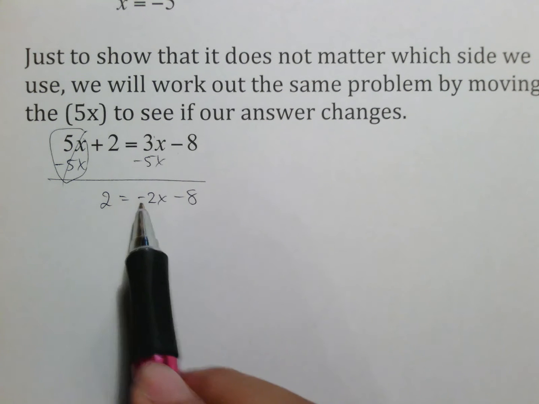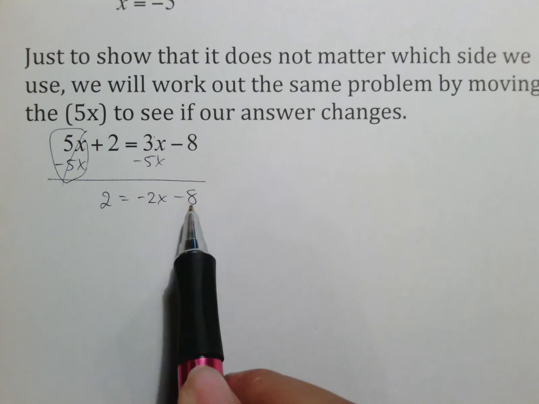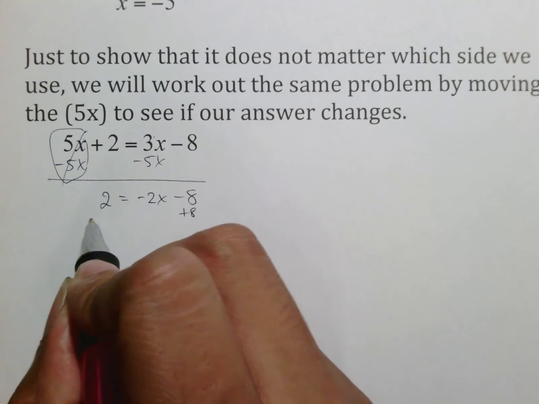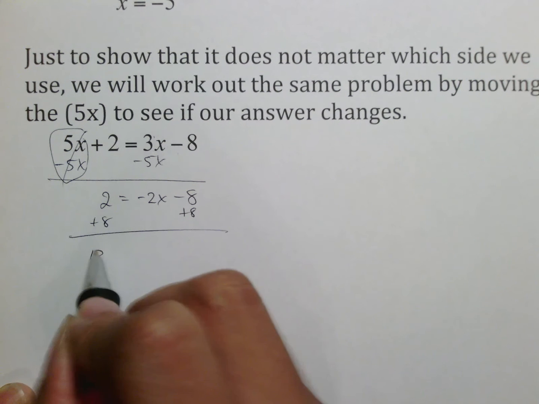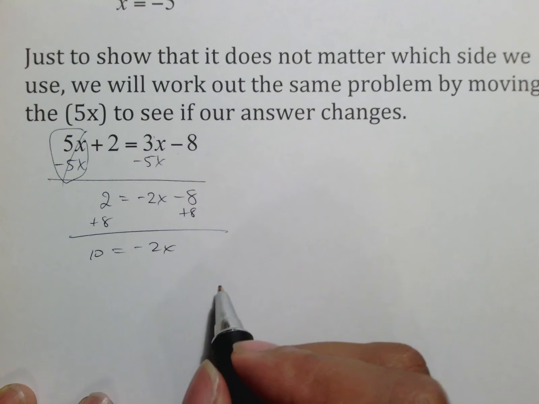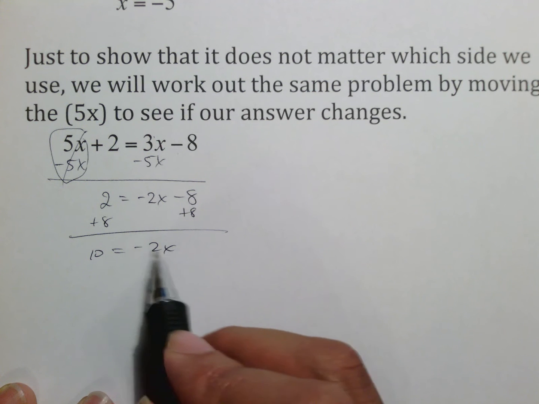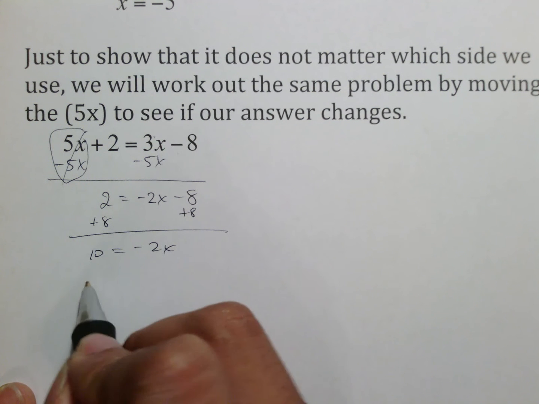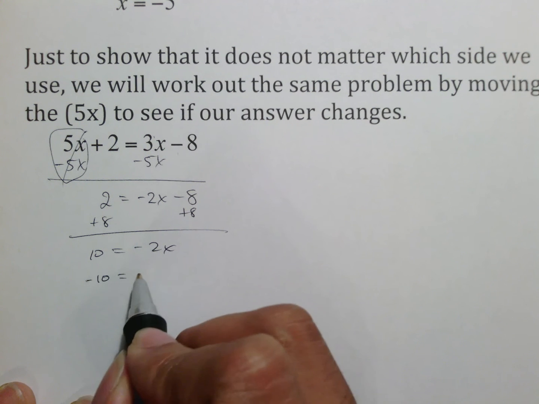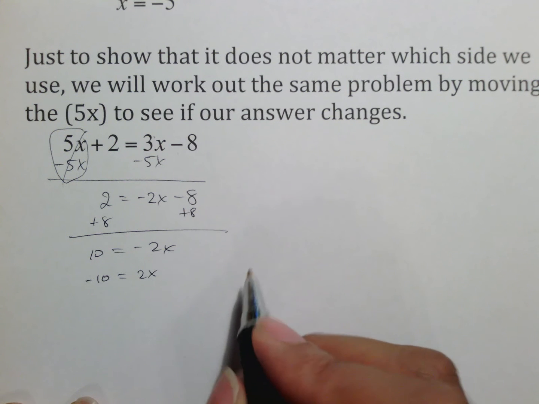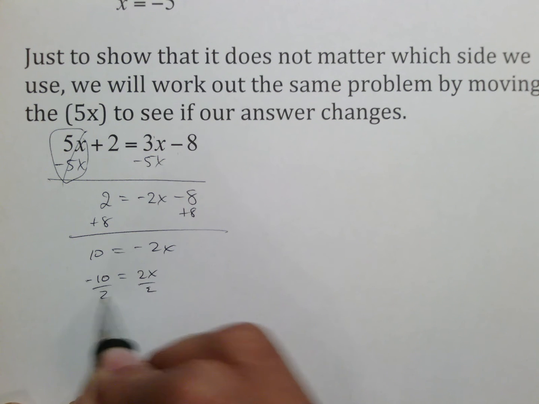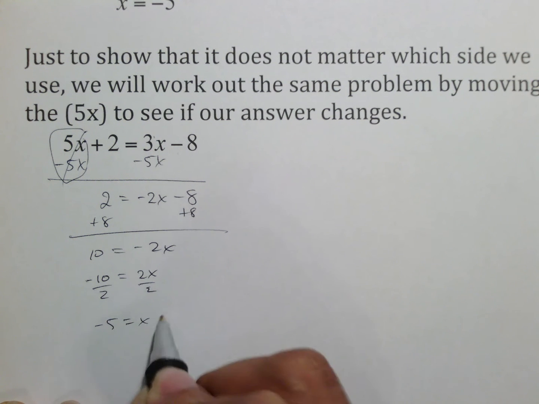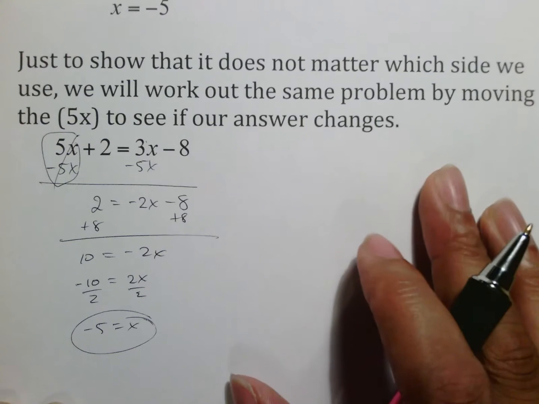And even though we have a negative x, we're still home because we know that we need to move this 8 by adding it. Getting 10 equals negative 2x. Keep in mind that you need to learn not to multiply or divide by a negative, so what we're going to do now is use option number 5, which is to switch signs, and then divide both sides by 2 to get negative 5 for x, which is the same as what we got up there.